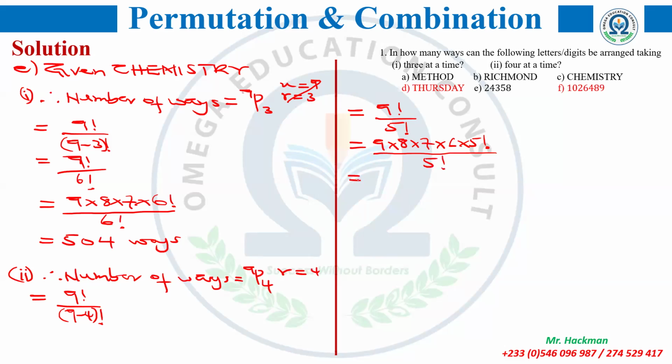So I'm waiting for your answer. It will be 504 times 6, forgive me, times 6. That gives 3024. Yes, 3024 ways. All correct.